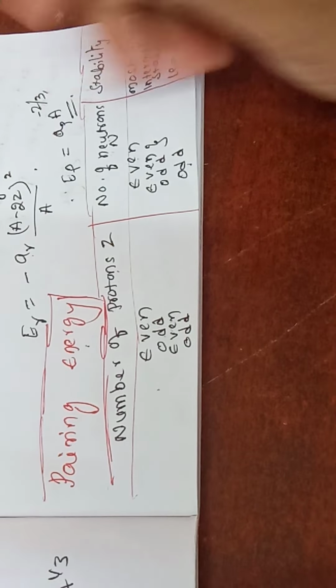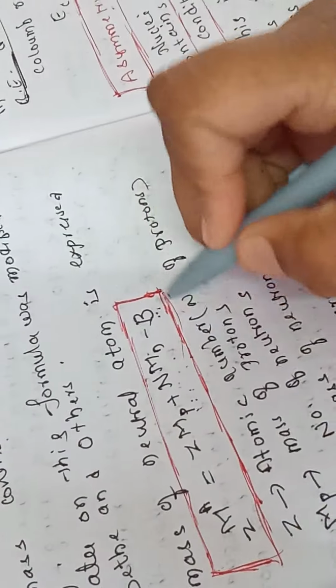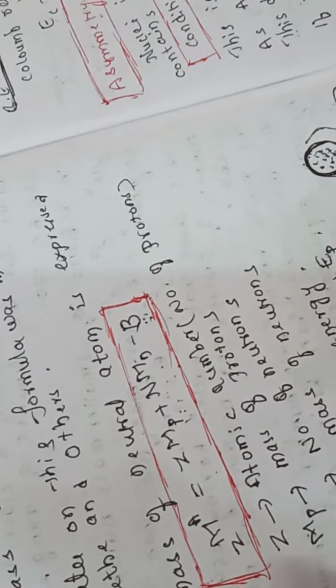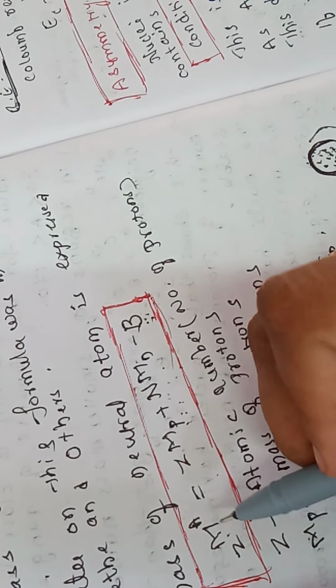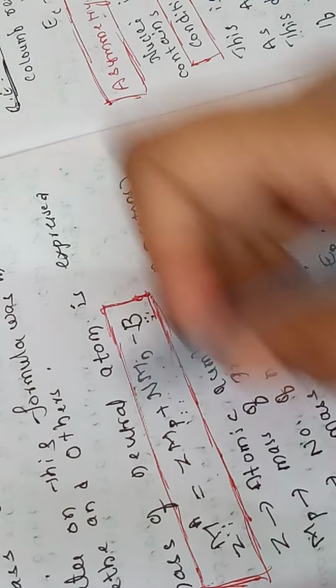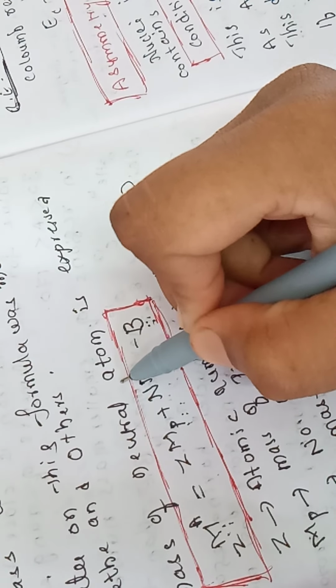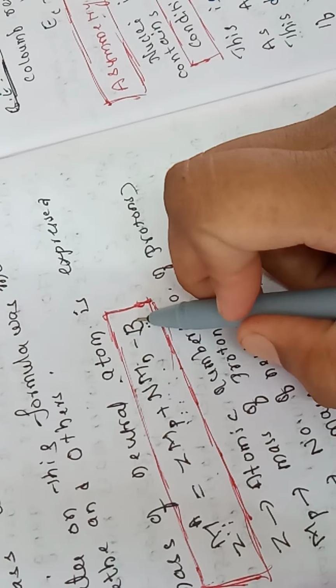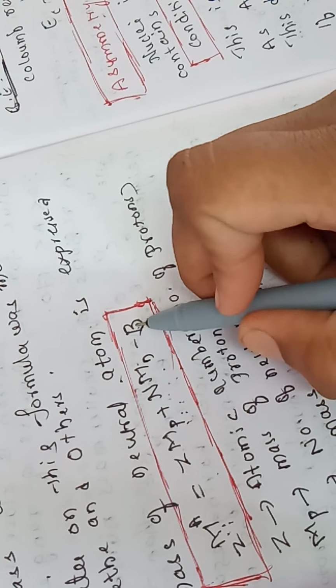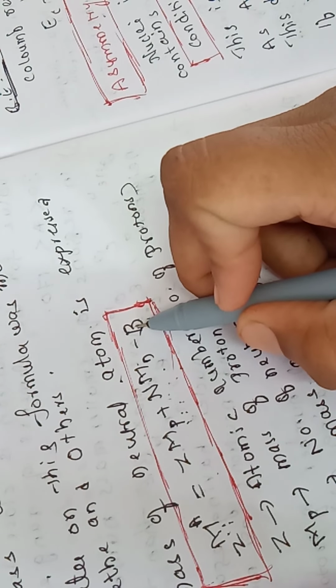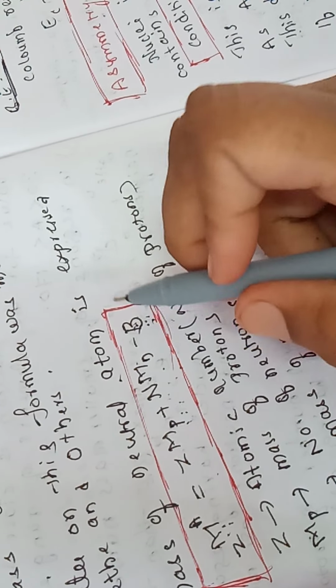Okay. So now if we add all this and substitute in this formula in the place of B, we will get the complete mass of a neutral atom expressed in binding energy correction terms.